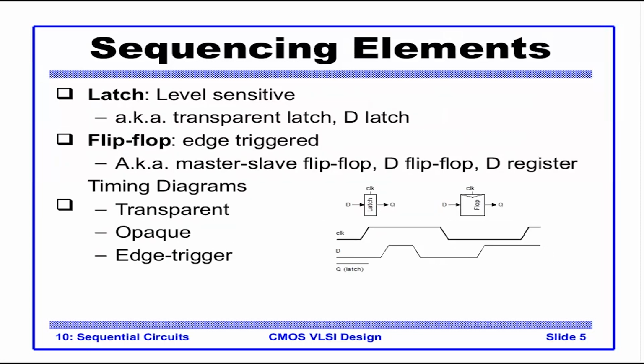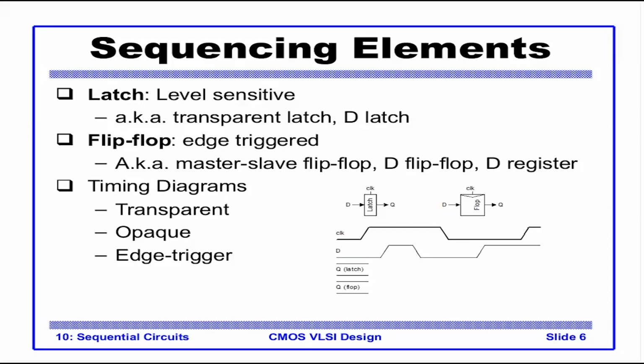Now let's look at the two basic sequencing elements, a latch and a flip-flop. A latch is a level sensitive device. On the other hand, a flip-flop is an edge triggered device. The most famous example of a latch is a D-latch. What a D-latch means is that the data appears on Q whenever the clock is active. A flip-flop is usually made from two latches combined in a master-slave configuration. We call this a D flip-flop or a D register.